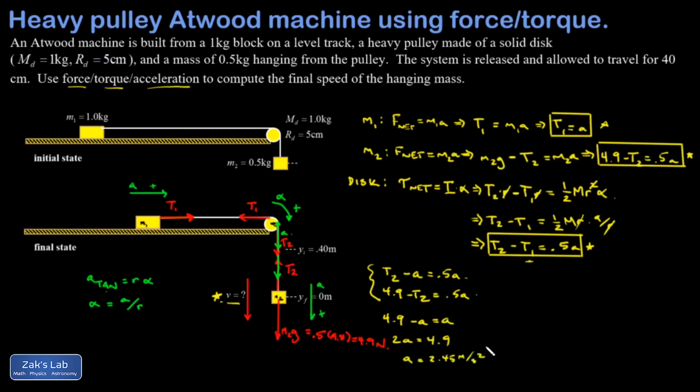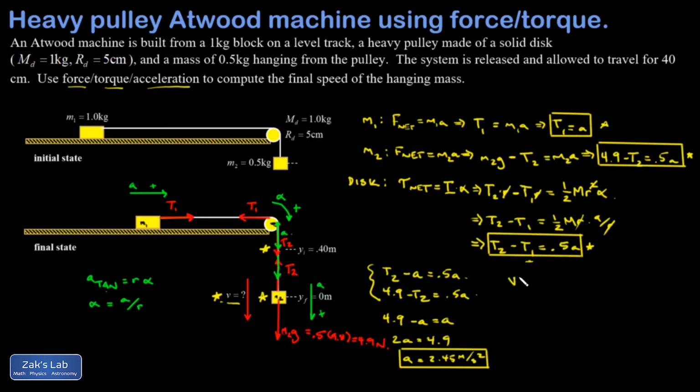Now that I know the acceleration of the problem, I have a kinematics question. And I don't have to fuss around with worrying about the direction of plus or minus for my coordinate system. I'm just treating it like, okay, this mass is going to start at 0. It's going to end at 0.4 meters, and it starts from rest, and I'm going to call the acceleration positive. And I should be able to find the velocity at the end of that process.